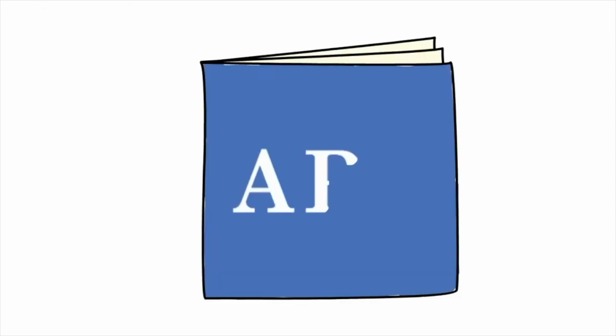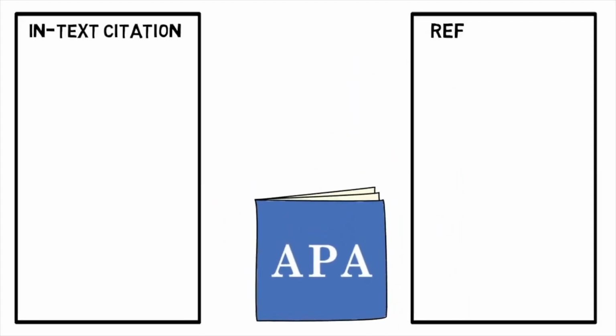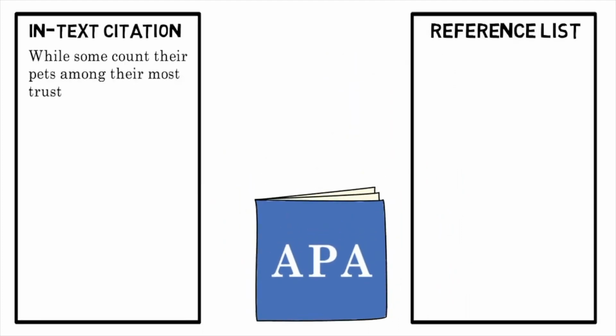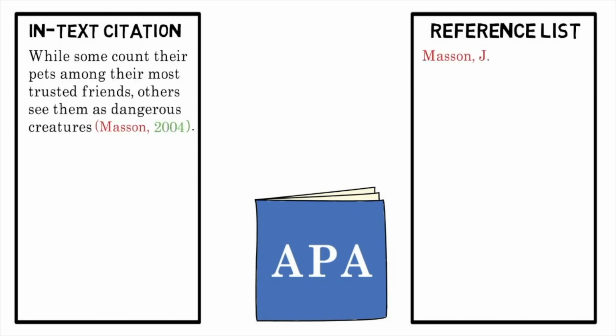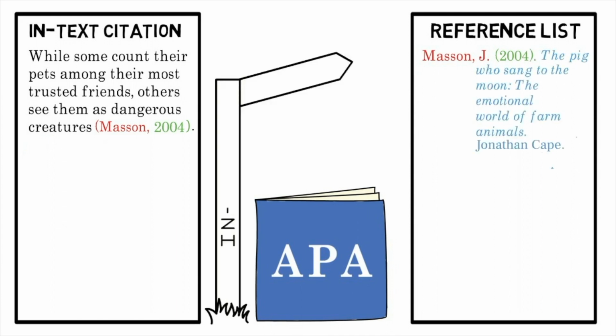Several referencing styles exist, but at ARA we use the APA style. When referencing, you must cite each source both in the body of the writing where you mention their work, the in-text reference, and in the reference list at the end of your assignment. The in-text reference is like a signpost to the reference list.